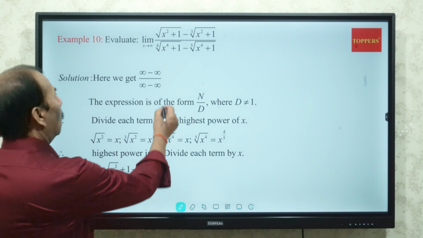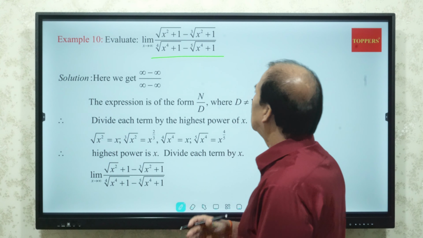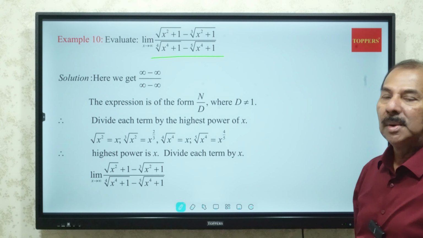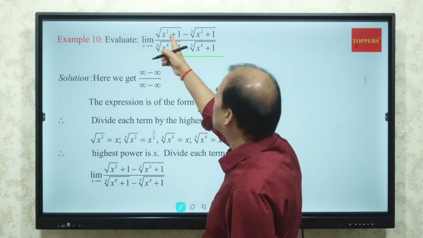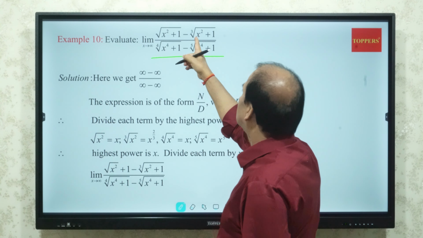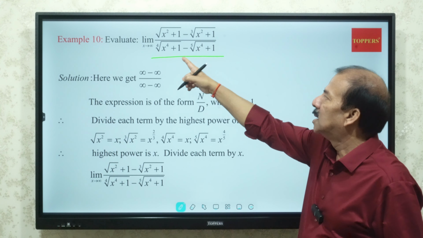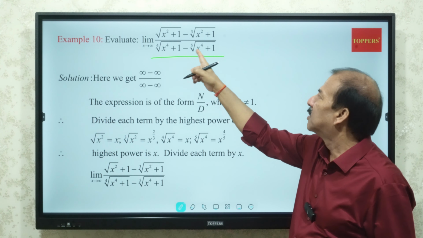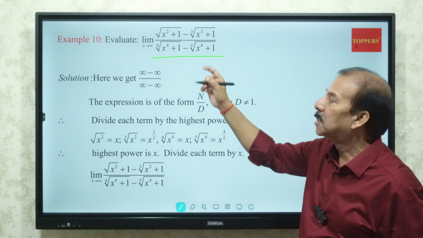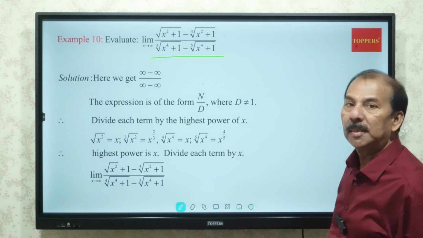So here again this is irrational, but in different parts of this the power is different. Here it is just square root of this, so it is 1 by 2. Here it is cube root of this, so it is 1 by 3. Here it is fourth root of this, so 1 by 4. Here it is fifth root of this, so 1 by 5. So how to simplify this type of question?